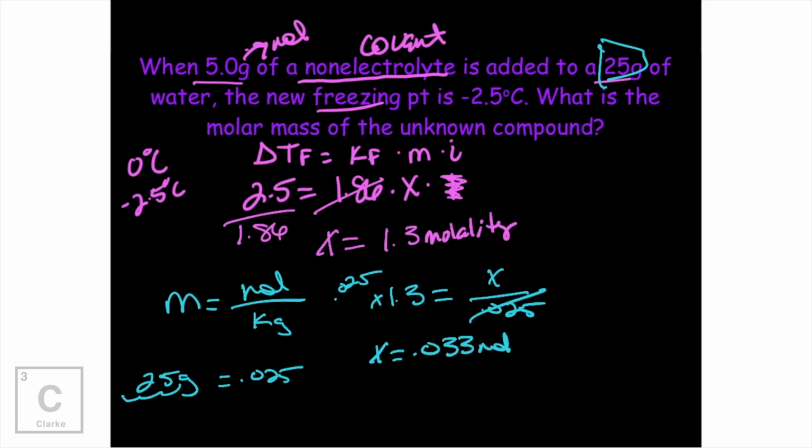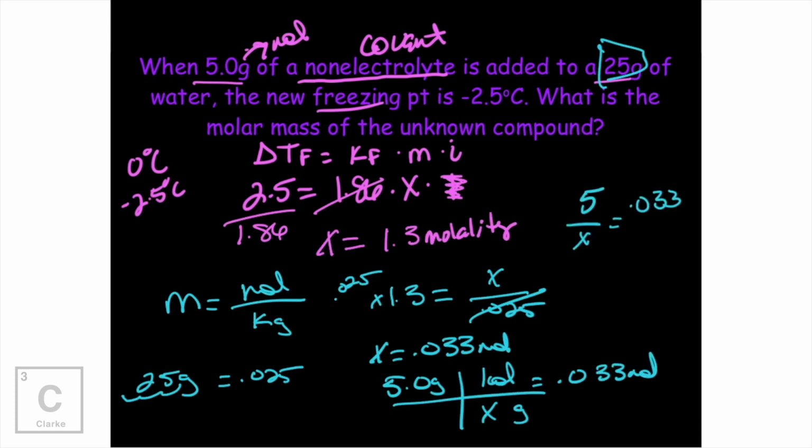So if we were going to convert our 5 grams into moles, we would put our molar mass right here. We don't know what that is, but we do know that's equal to 1 mole. And we also know that when we end up this problem, we're going to get 0.033 moles. So we have our problem set up. This is how we would normally convert our moles, but we don't know what this is. So let's rewrite that problem. 5 divided by what equals 0.033. This is the math problem I want to work.